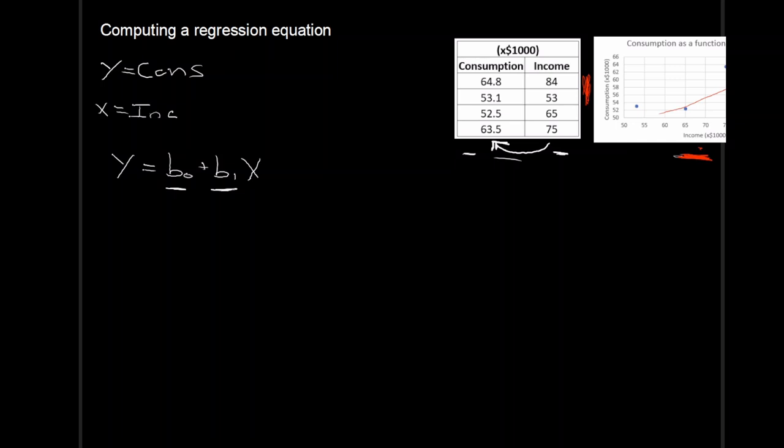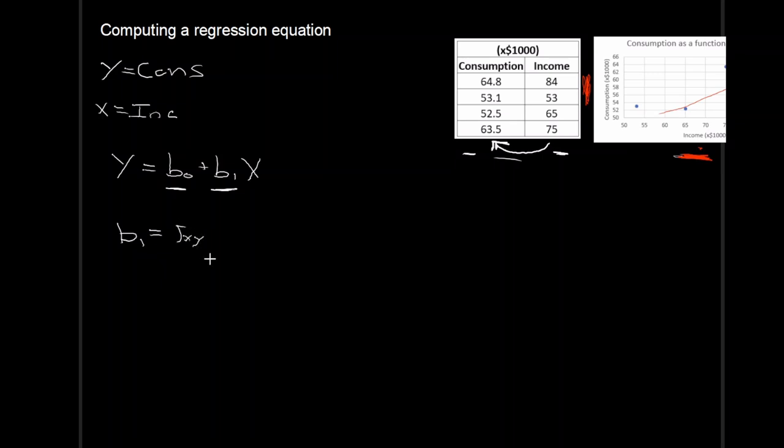Well, we can estimate B0 and B1, and we can go through all the bits with it. Really, I'm going to say, look, here's the equation. This is how we can calculate it. Kind of jump a few steps. The way we start off is we start off by calculating our slope. So B1 can be calculated as our correlation.